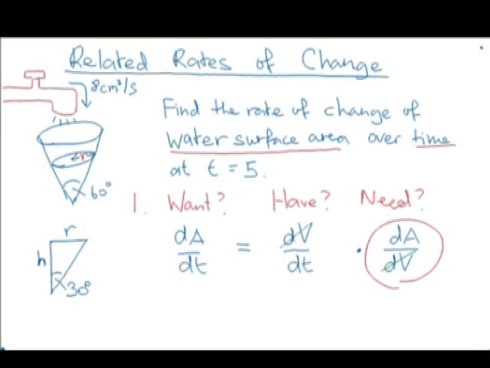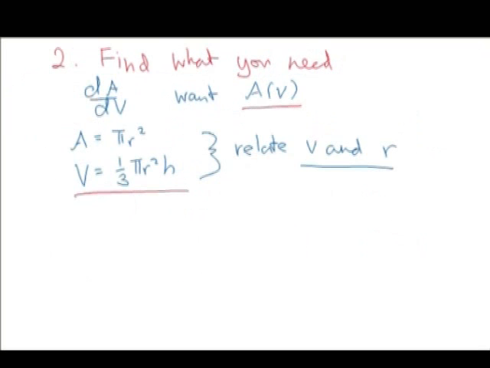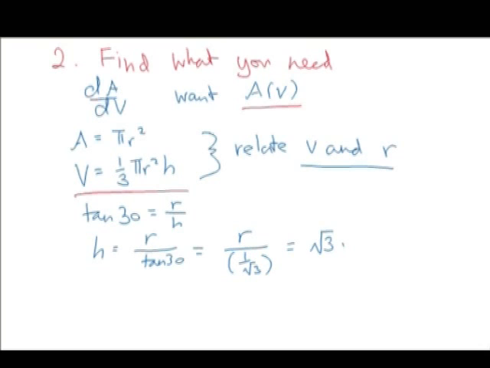So, coming back here, you will notice that tan 30 equals r on h, or h equals r on tan 30, which is equal to r on 1 on root 3, which is root 3 times r. H equals root 3 r. So you just sub that back into the volume equation, and you'll get v equals 1/3 pi r squared times root 3 times r. Put that all together, and you'll get v equals pi r cubed over root 3.